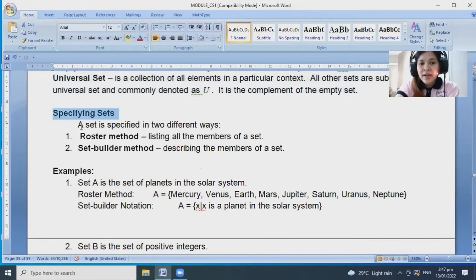Specifying sets. A set is specified in 2 different ways. Roster method, listing all the members of a set. Nililista mo yung member ng set, parang yung members ng BTS. Isa-isahin mo yung pangalan nila, sila mismo. Set builder method, describing the members of a set. O in words, you're writing a narrative sentence.